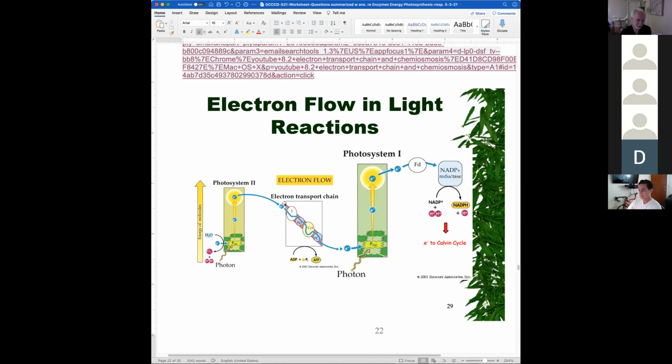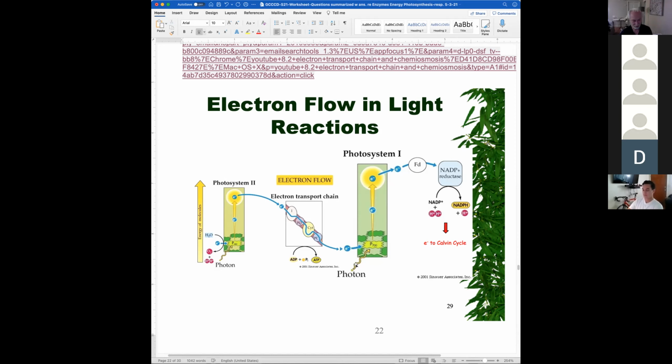The electron transport chain has these electron carriers, and the electrons decrease in energy as they go through, so there's a certain amount of ATP that is produced in the electron transport chain in the thylakoid membrane. But now the electrons have lost most of their energy, and they enter photosystem 1, which has a different type of chlorophyll, absorbs at 700 nanometers.